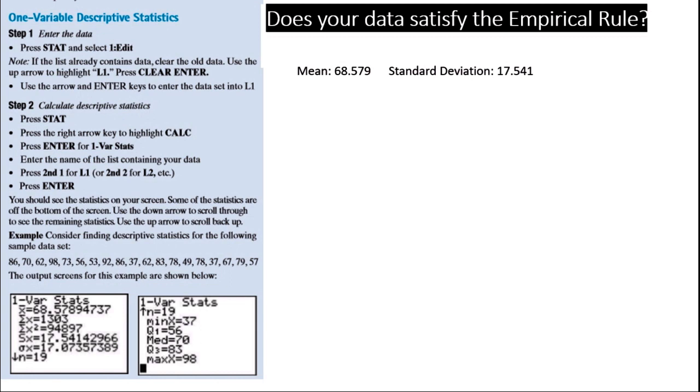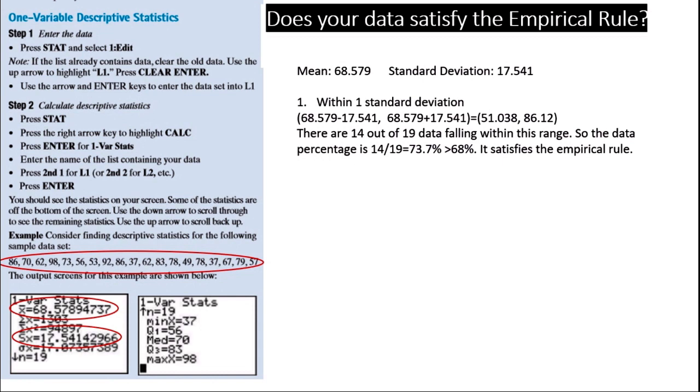Now, I'll use the sample data as an example. From the calculator output result, the mean is 68.579 and the standard deviation is 17.541. First, within 1 standard deviation, mean minus and plus 1 times the standard deviation is 51.038 and 86.12. Let's count. There are 14 out of 19 data falling within this range. So the data percentage is 14 divided by 19, which equals 73.7%, bigger than 68%. It satisfies the empirical rule.